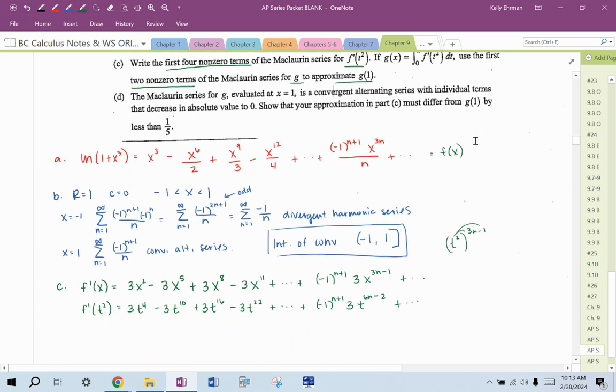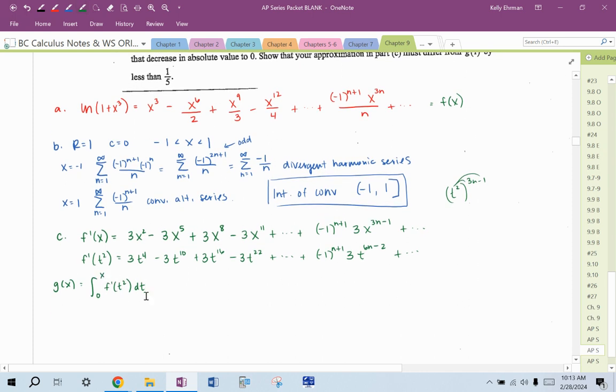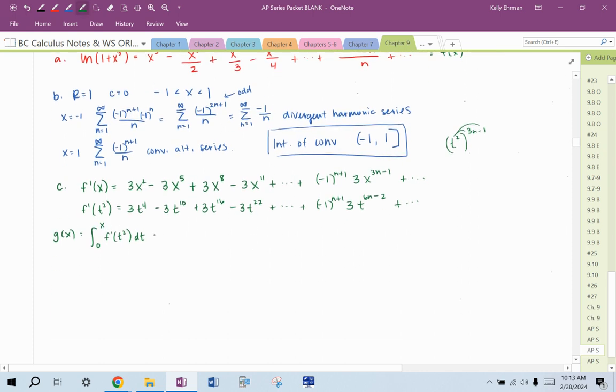So there's a lot to do in this one. Okay, let's take a look here. So g of x is equal to the integral from 0 to x of f prime of t squared dt. The only reason the t's are in here is because we're going to integrate and put an x in here. Okay, so we're supposed to integrate these terms, and we put x's back in, right?